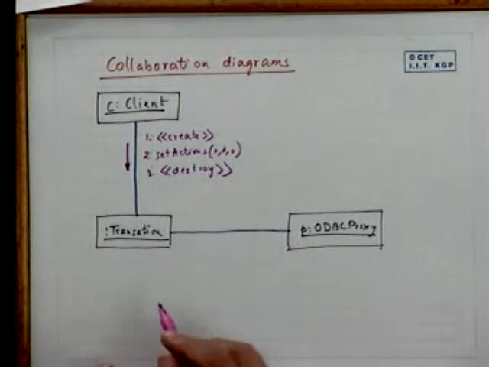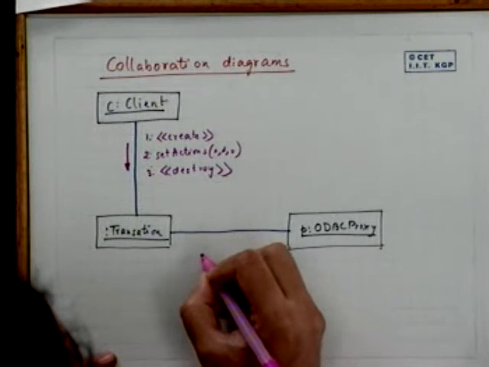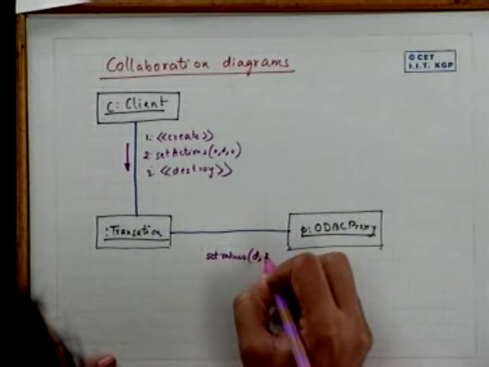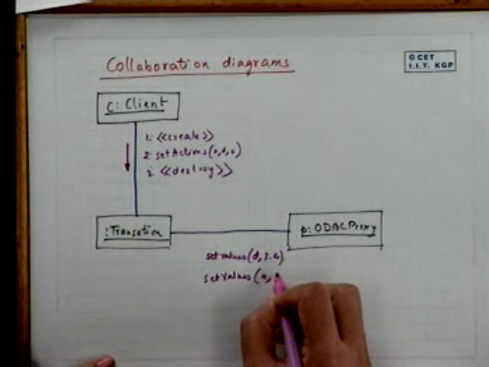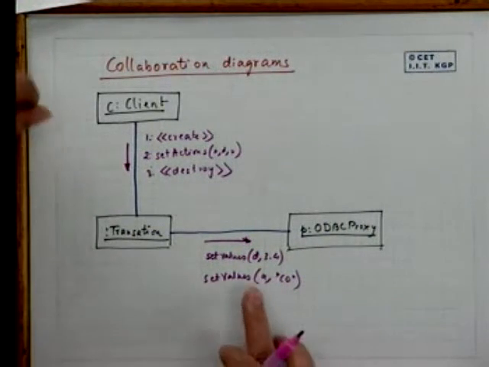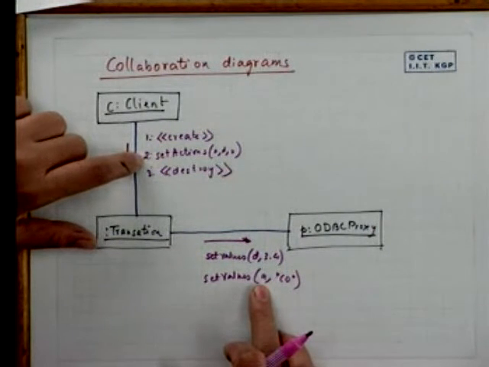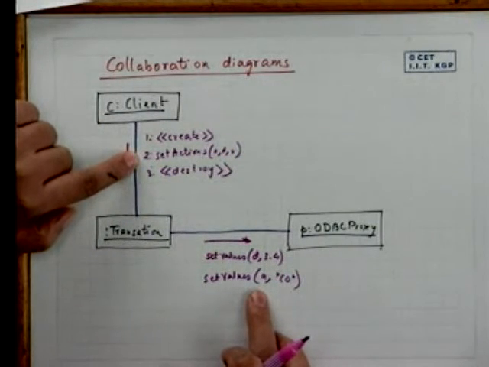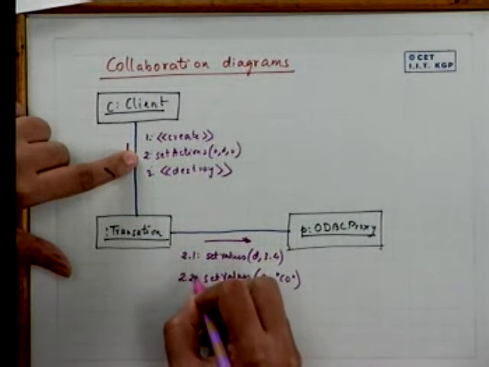And then let us look at the messages sent between the transaction and ODBC. There are again two messages. One is set values D, another is set values A. And these particular messages are sent during message number 2 here, during this time 2 here. So we nest the time and write these times as 2.1 and 2.2.